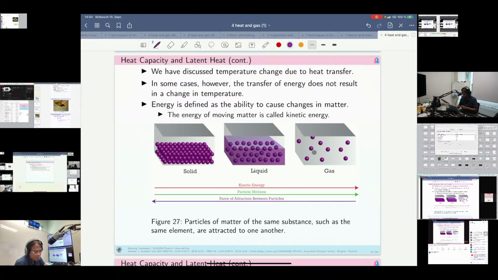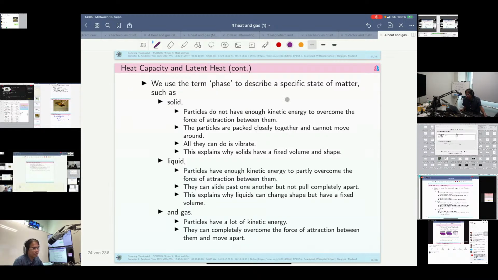Because there is more distance between those molecules, particle motion can take place more easily than in the liquid. In the solid case, the force of attraction between particles is stronger, because the molecules stay quite close, and this one has a strong specific state of matter.